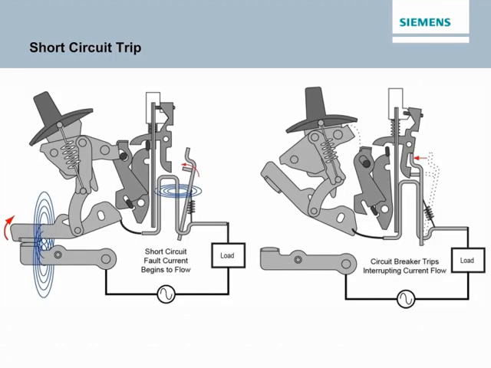As previously described, current flow through a circuit breaker's blow-apart contacts creates opposing magnetic fields.